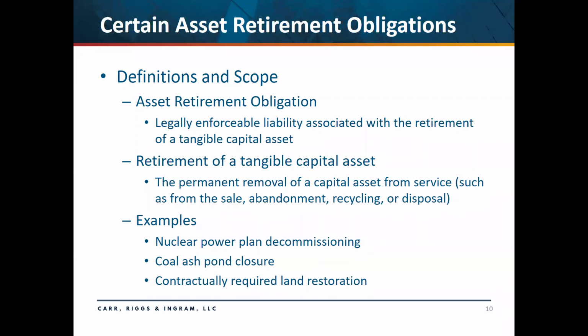Now there's a couple different examples within here: nuclear power plant decommissioning or coal ash pond closure, but there's going to be a contractually required land restoration. So it's a legally enforceable claim. This statement itself excludes landfills, pollution remediation obligations, and conditional obligations. Those are all covered under statements 18 and 49. So if it's outside of those and there's a legally enforceable liability with the retirement of a tangible capital asset, you may have an ARO that you have to record. So that's all we're going to spend our time on for AROs.